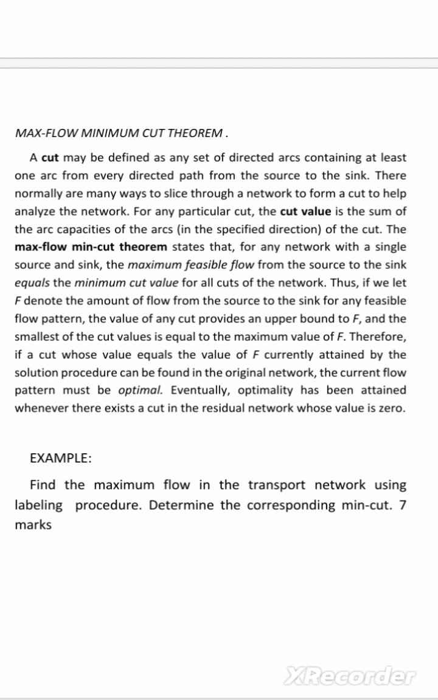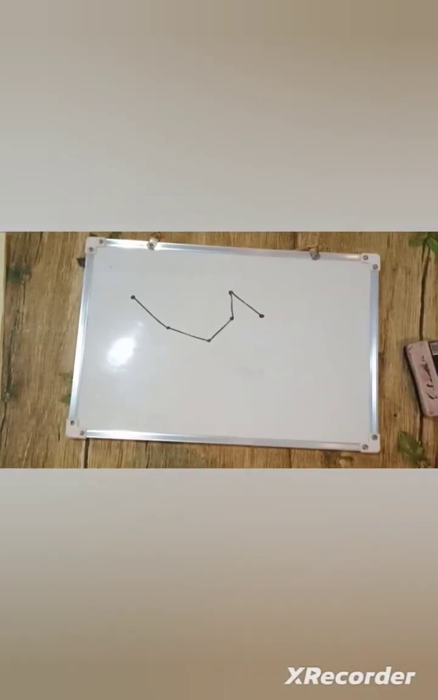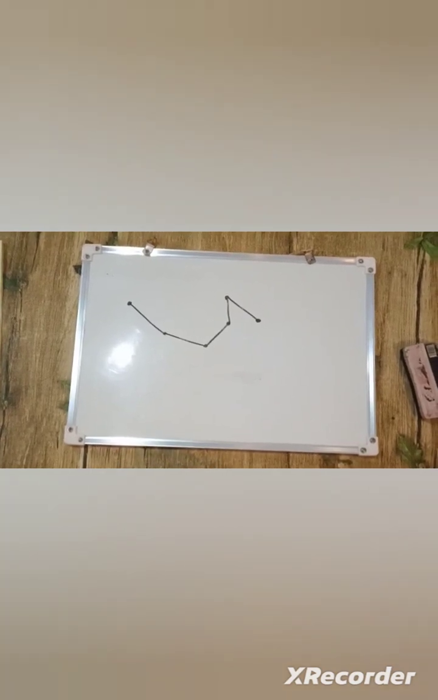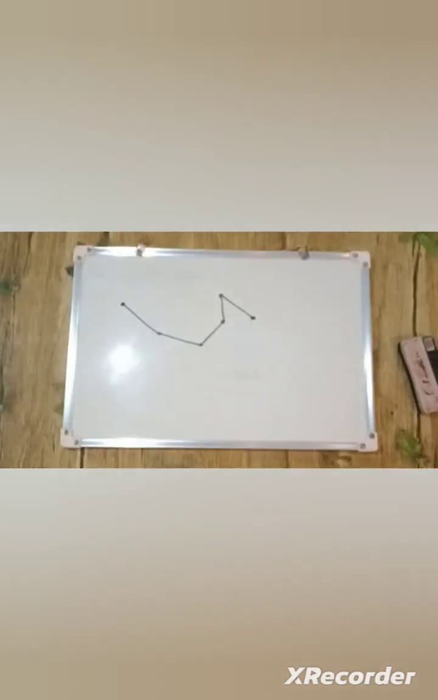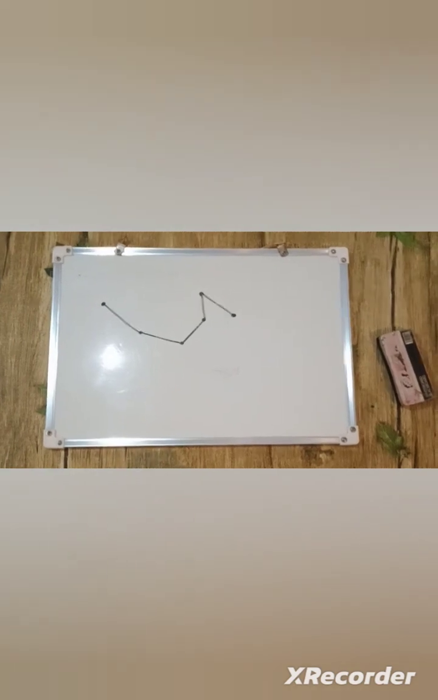Okay, we have the example. Find the maximum flow in the transport network using the labeling procedure. Determine the corresponding minimum cut, 7 marks. We'll answer that later. For now, we will discuss all the different terms and definitions that we've discussed earlier.